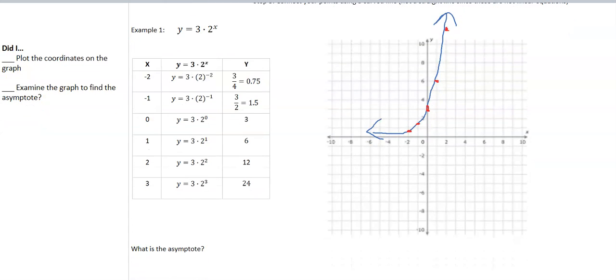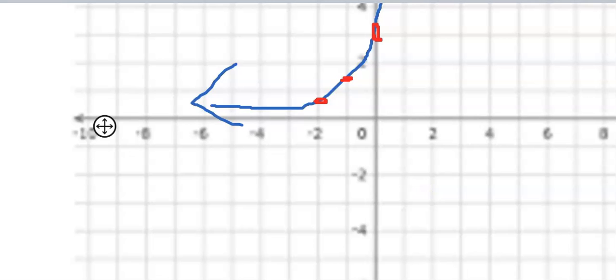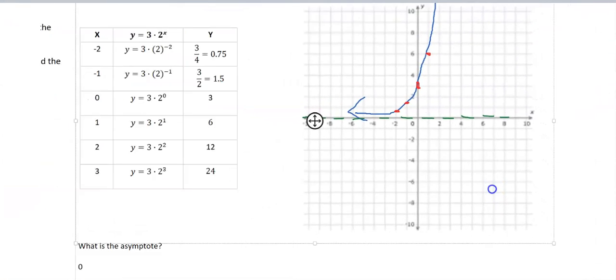So the next question is asking, what is the asymptote? If we look, and again, if we kept going in the negative direction for our x's, we would see that our y values are getting smaller and smaller, but they are not crossing over our x-axis, also known as when y is equal to 0. So in this case, our asymptote is at 0. And again, if I zoom in and make a dashed line, we're never going to cross over the x-axis. We're never going to cross over my green dotted line.